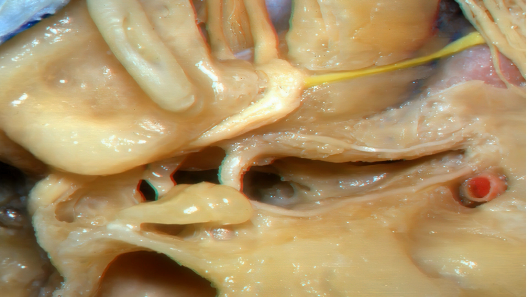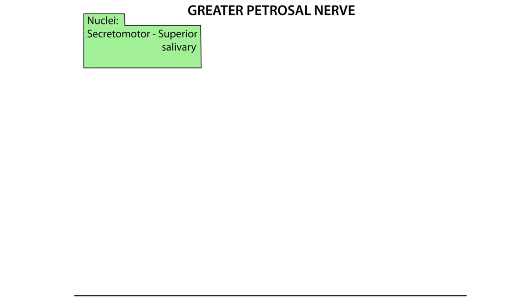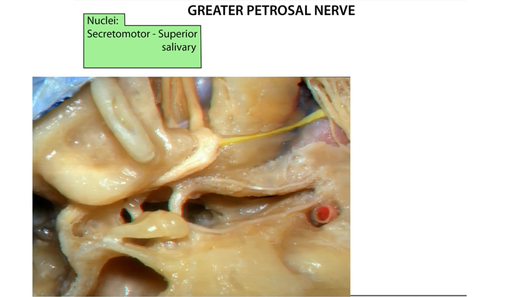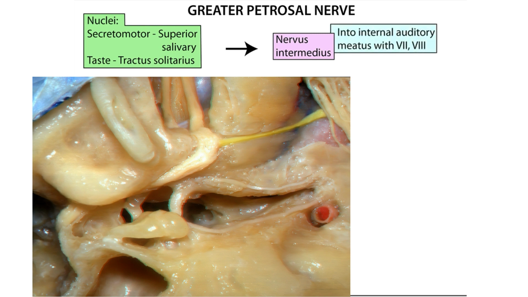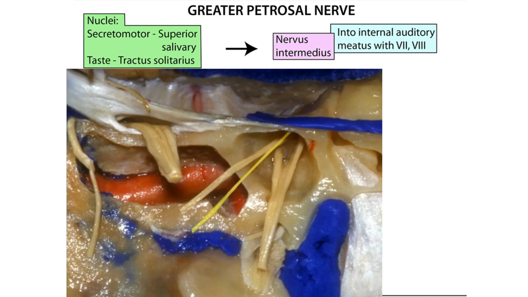We see that the nucleus for the secretomotor fibers is the superior salivary nucleus. This nucleus is associated with the seventh cranial nerve. But just to remind ourselves, the taste fibers are going to enter the tractus solitarius. We see that these fibers travel out and, in the case of taste, in the nervus intermedius, which we described in more detail in the audio-visual demonstration of the chorda tympani.